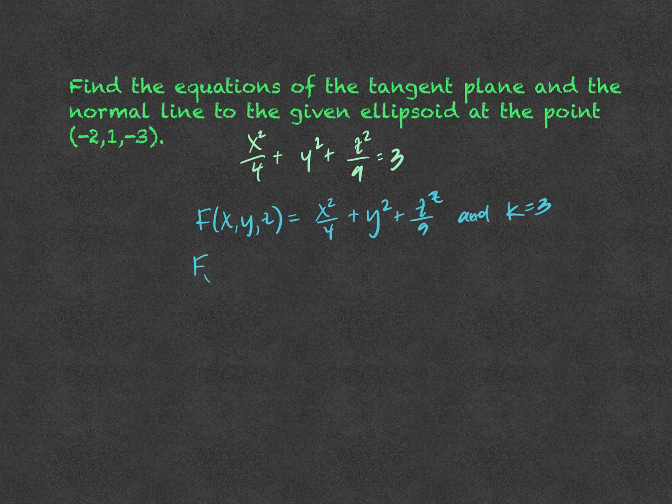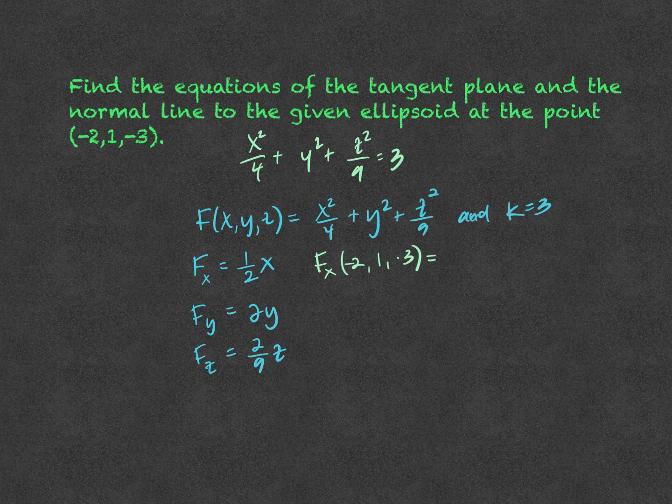So now we're going to find our partial derivatives. The partial derivative with respect to x is 2x over 4, which is x over 2. I like 1/2 x. Our partial derivative with respect to y is 2y. Our partial derivative with respect to z is 2z over 9, so this will be 2/9 z. The next step in finding the tangent plane is to find the value at the point given. So we have -2, 1, -3.